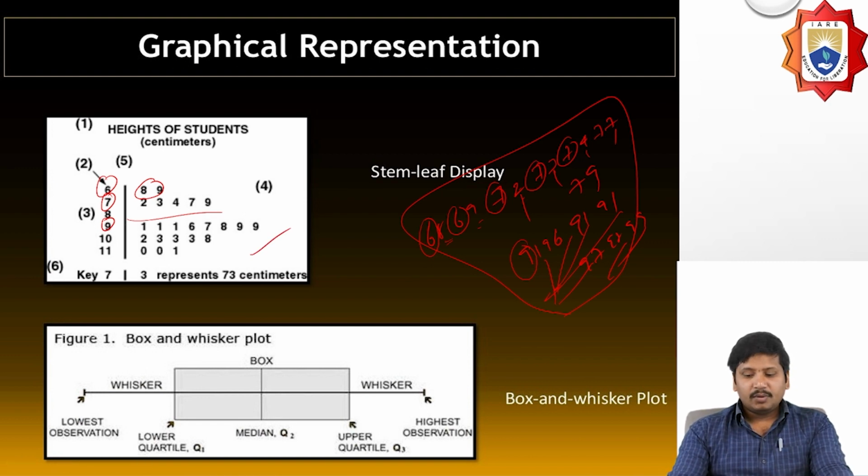And another one is the box and whisker plot. This is used very rarely, and it is also one of the best graphical representations.